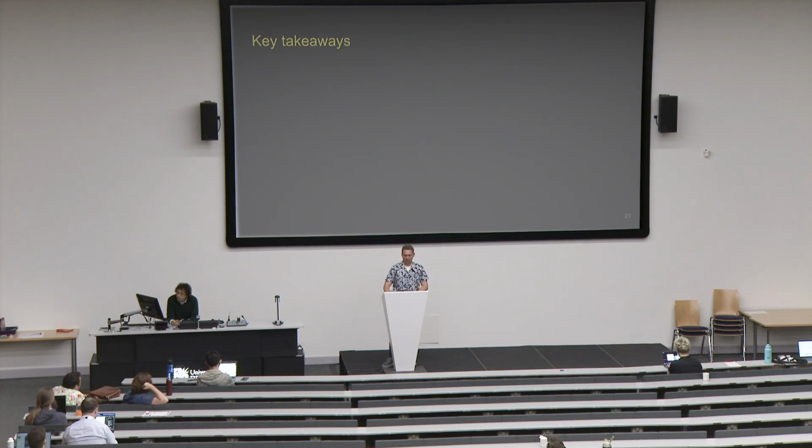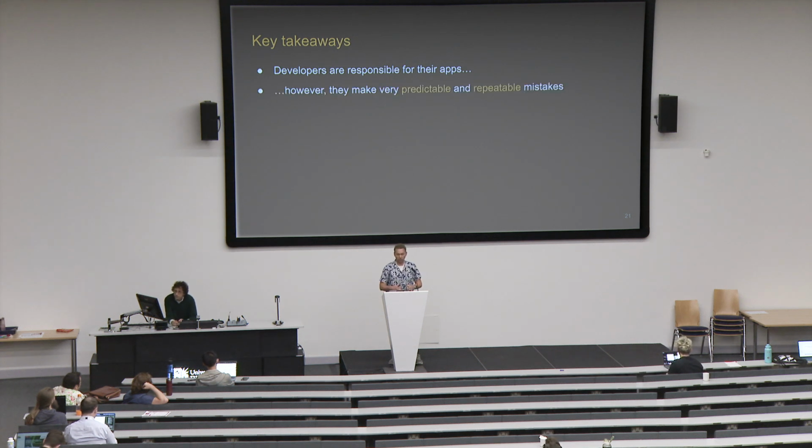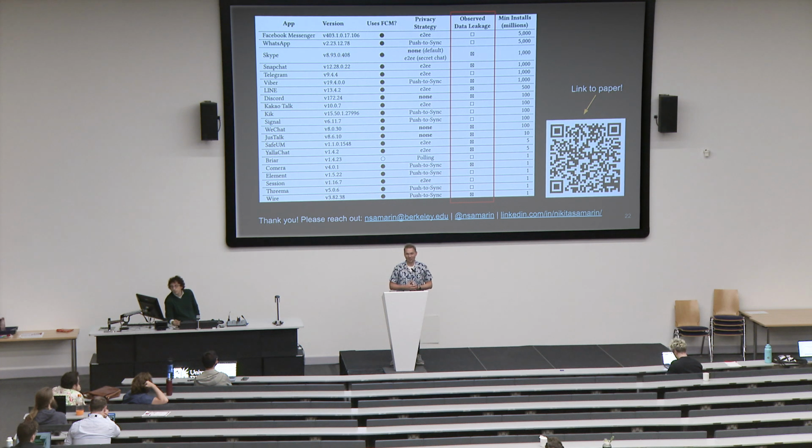So we have some key takeaways here. Although the developers are responsible for their apps ultimately, we do observe them make very predictable and repeatable mistakes when it comes to sending push notifications. In an ideal world, we would want to see push providers step up and implement end-to-end encryption by default, although at this moment we don't see enough incentives for them to do so. I will end my presentation, as I promised, with a table that outlines whether we observed data leakages from different apps. You can see if your app is vulnerable, and you can scan this QR code to read the paper. Thank you for your attention. I will now take questions.